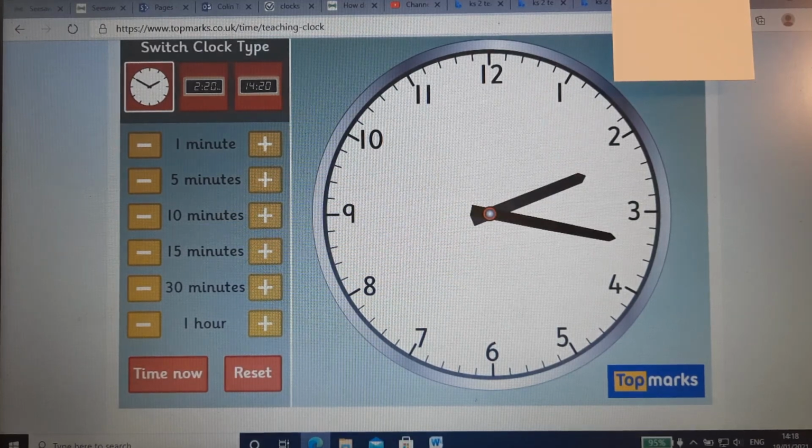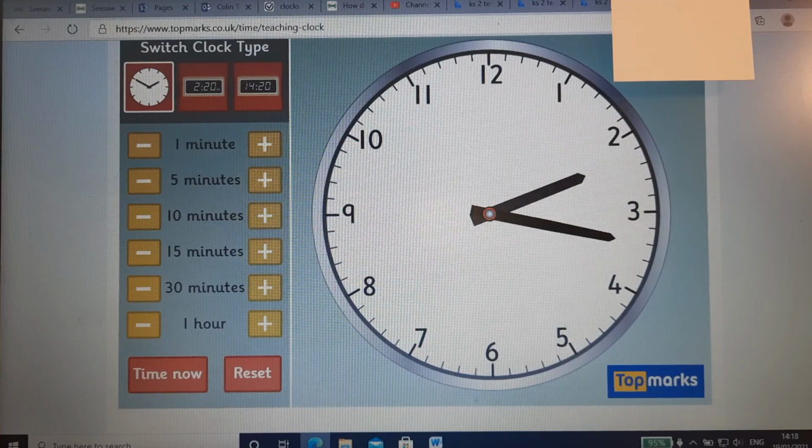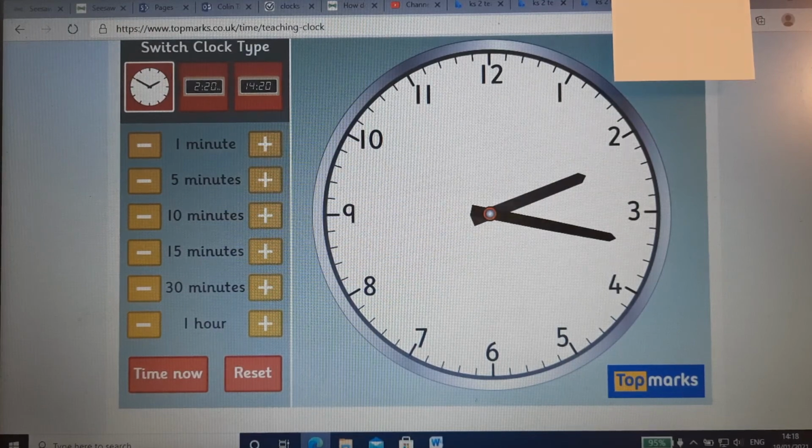Well, AM, quite simply, is the morning. PM is the afternoon, the evening, into about 8, 9, 10, 11 o'clock at night. Why do we have AM and PM? Well, quite simply, look at the clock now.